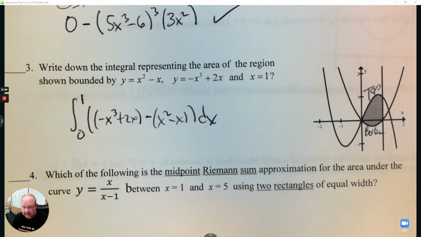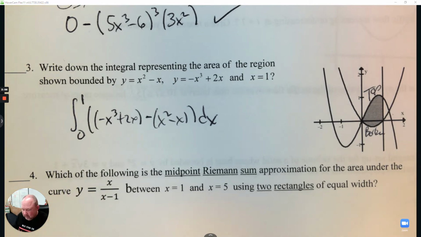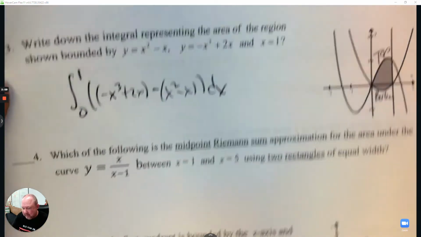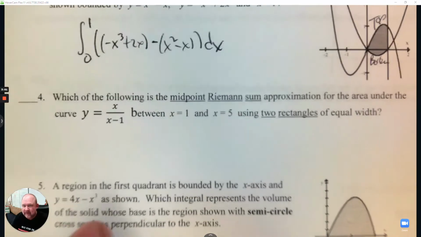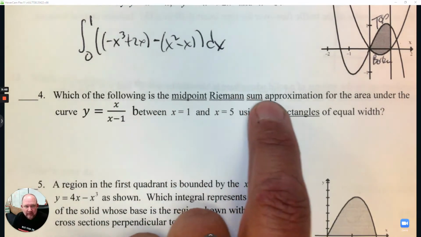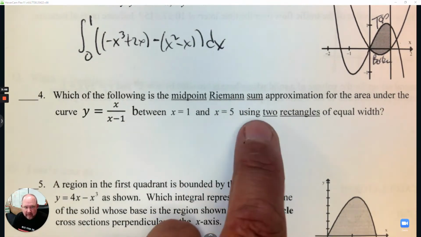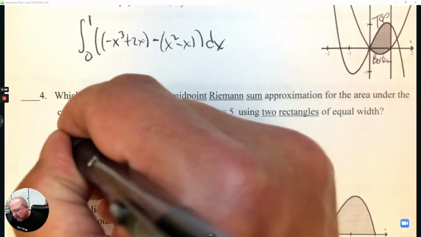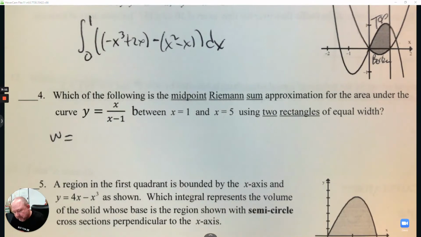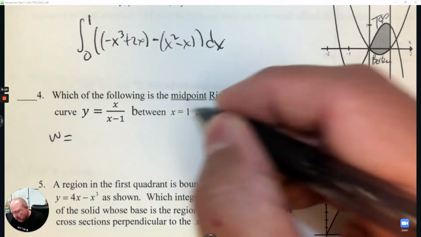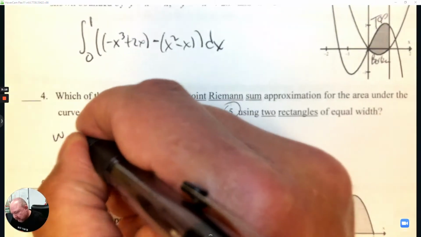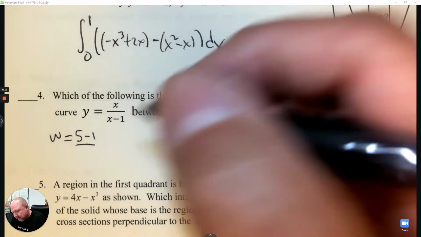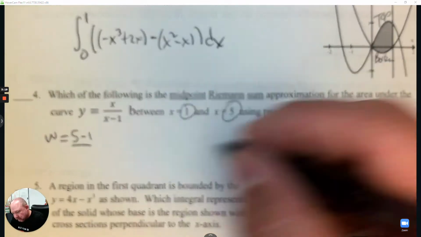Top, subtract, bottom. Number 4. Which of the following is the midpoint of preceding? Well, you need to find it. So it's not even which of the following. What is the midpoint Riemann sum of this between 1 and 5 using 2 rectangles of equal width? So to find the width, you're going to go the upper bound, take away the lower bound. So that's 5 take away 1 divided by 2.